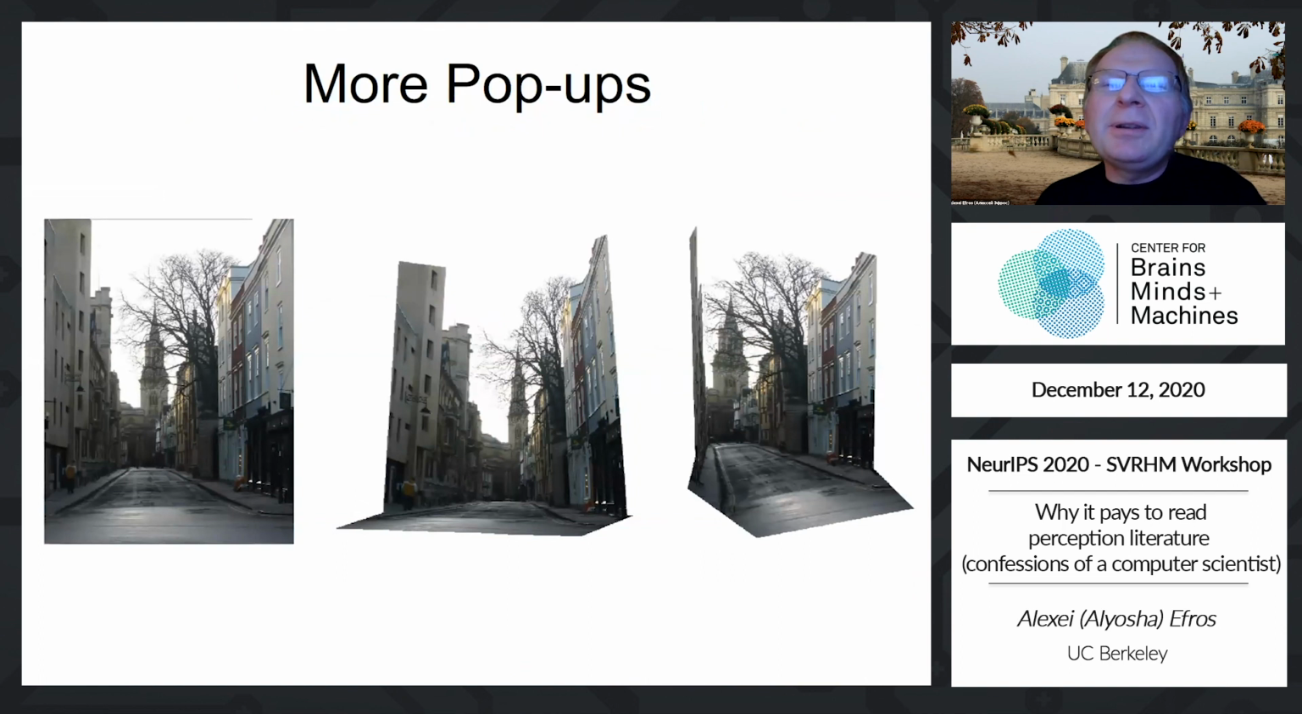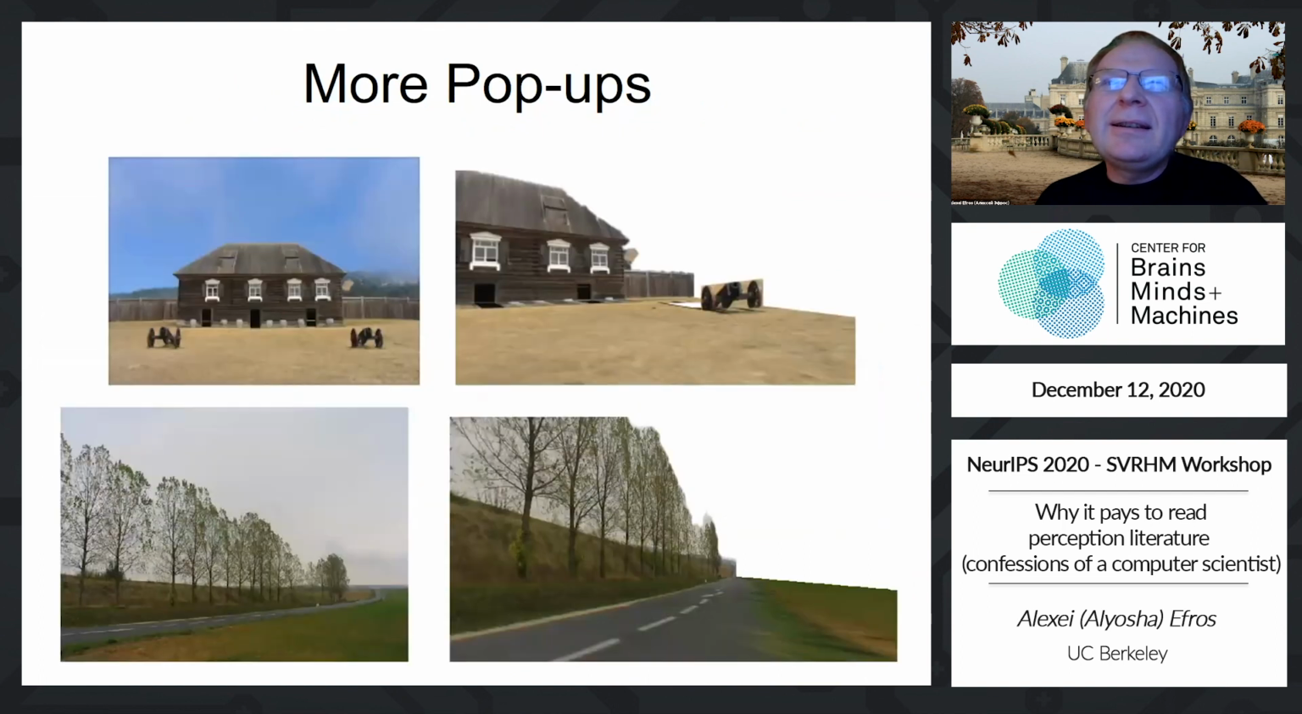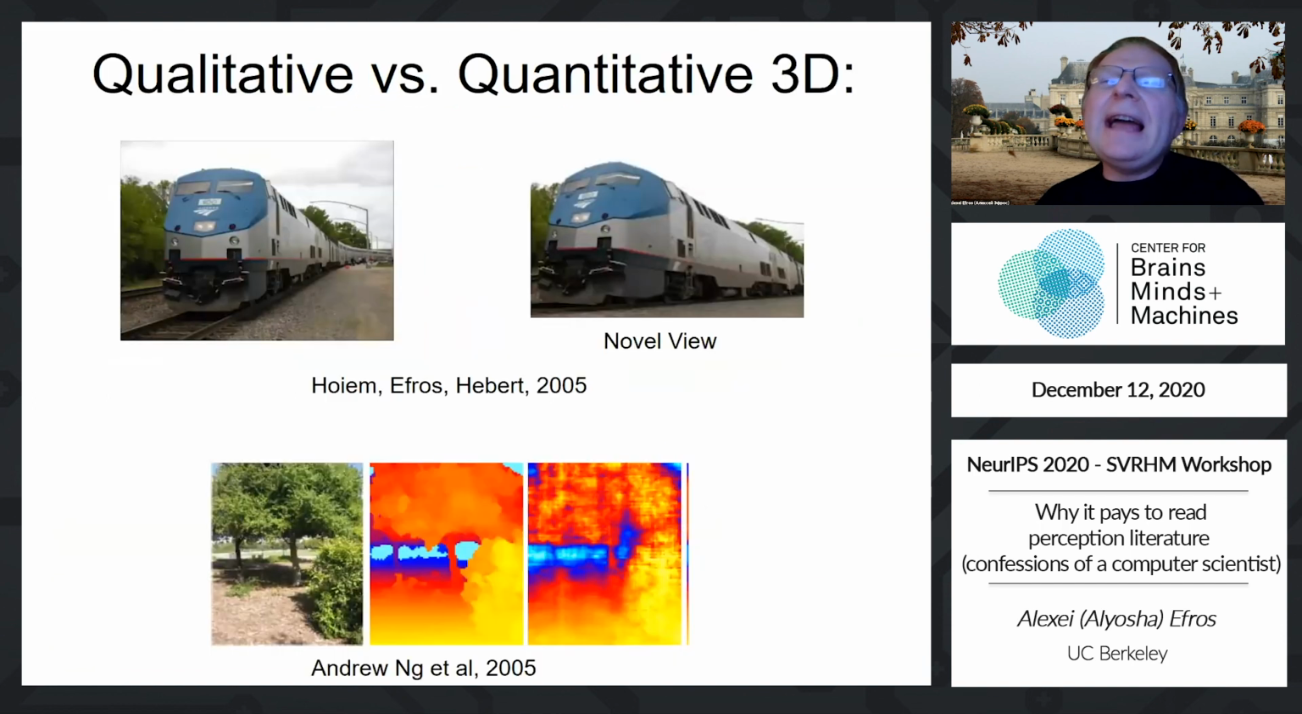So here's some more examples of that. This is really old stuff. This is like 2005, but still cool. And it's an interesting kind of historical note that basically at the same time, Andrew Ng's students were also interested in kind of understanding 3D from a single image. But they went a completely quantitative route. They were basically predicting depth at every pixel.